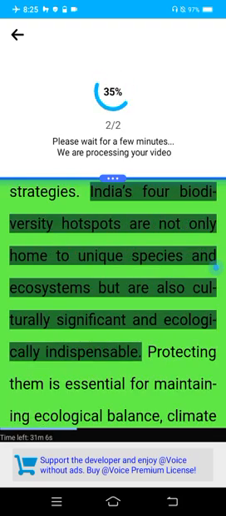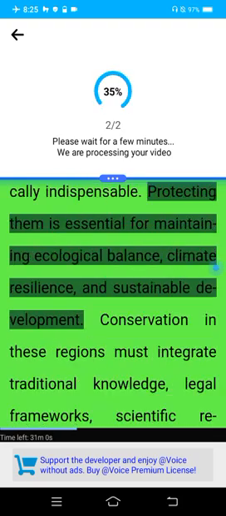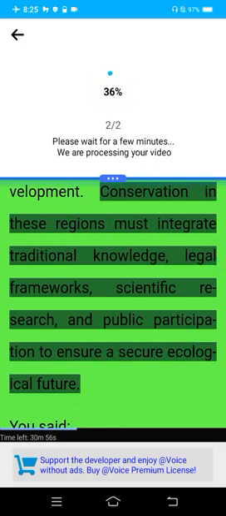India's 4 biodiversity hotspots are not only home to unique species and ecosystems but are also culturally significant and ecologically indispensable. Protecting them is essential for maintaining ecological balance, climate resilience, and sustainable development. Conservation in these regions must integrate traditional knowledge, legal frameworks, scientific research, and public participation to ensure a secure ecological future.